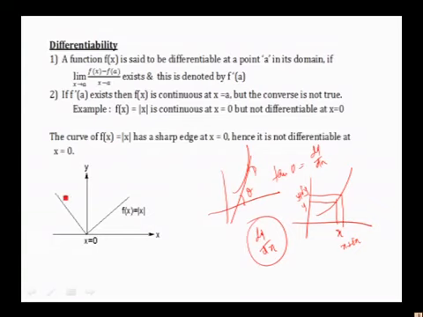Take this function, f(x) is equal to mod x, for example. At x equals 0 it is continuous, but it is not differentiable at x equals 0, because when you get sharp edges, cusps like this, you cannot draw tangents there. So it is not differentiable at these points, though it is continuous. This is a single unbroken line, this is continuous. So f(x) equals mod x is continuous, but it is not differentiable at x equals 0 because you cannot draw a tangent.